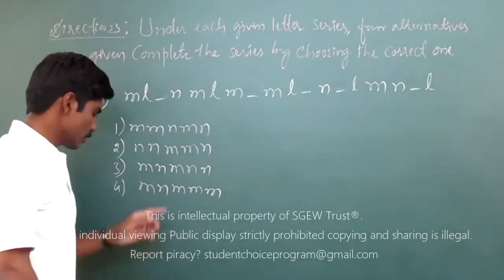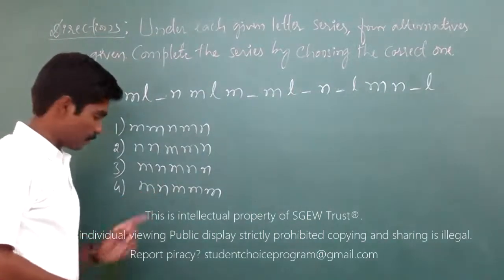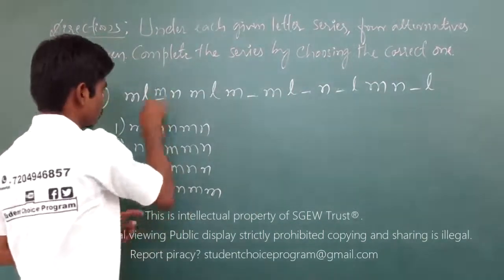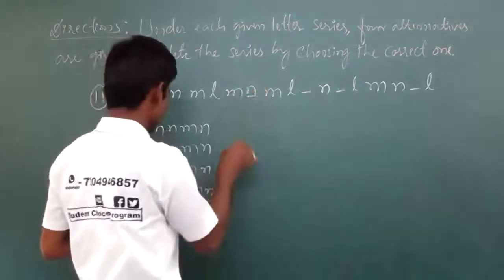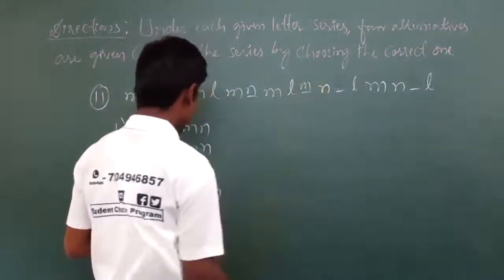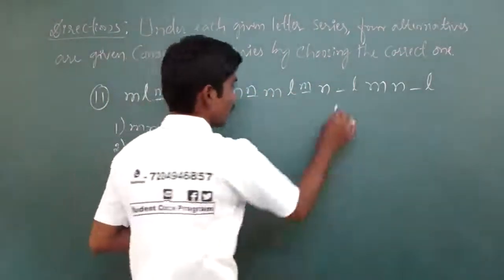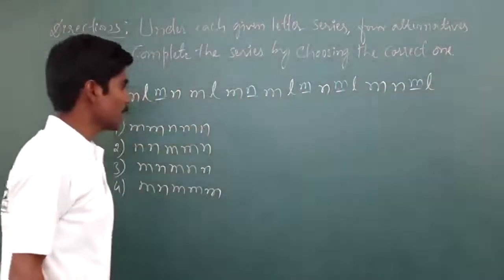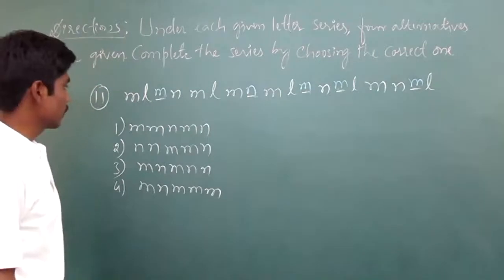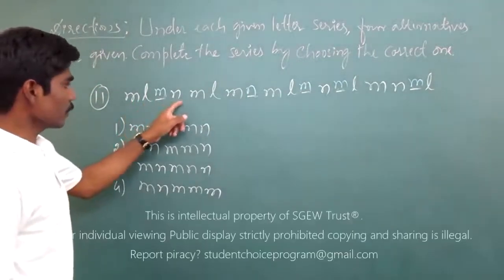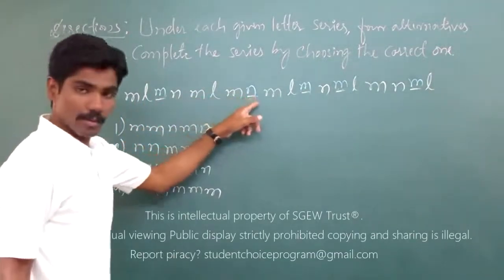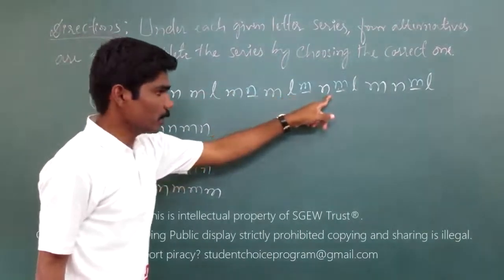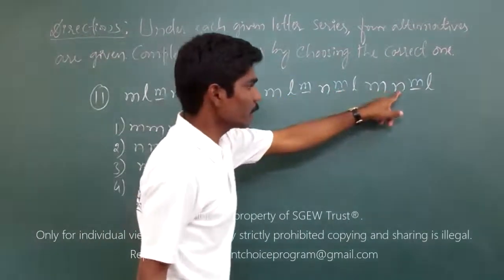Well friends, now according to the fourth option, the first letter is M. The second one is N. Third is M. Fourth is M. And the fifth one is also M. Now try to read the series. M, L, M, N, M, L, M, N, M, L, M, N, M, L, M, N.